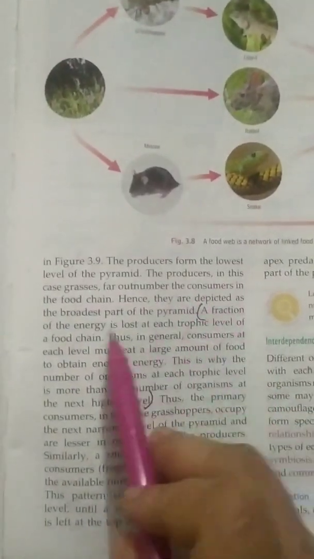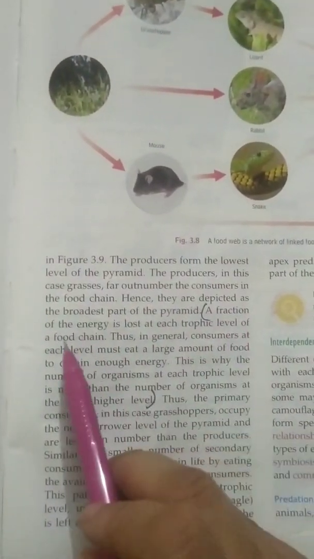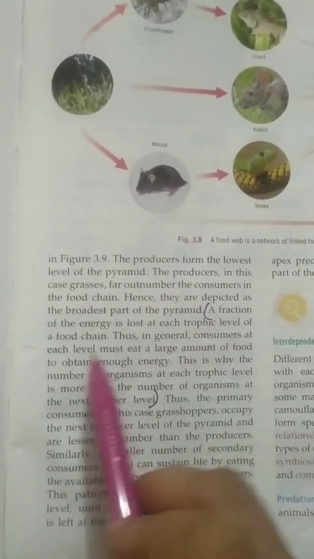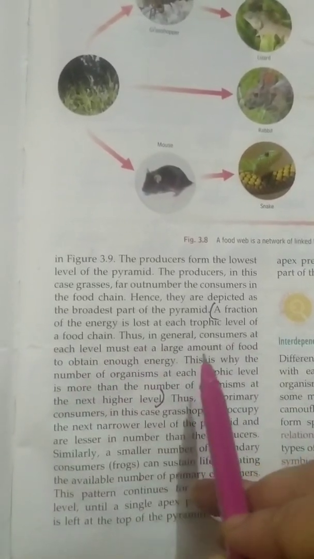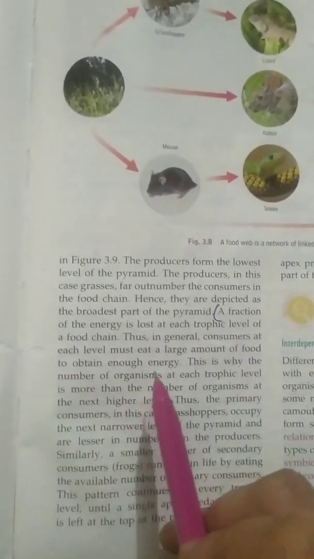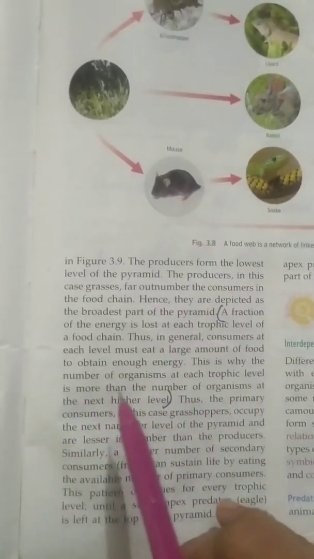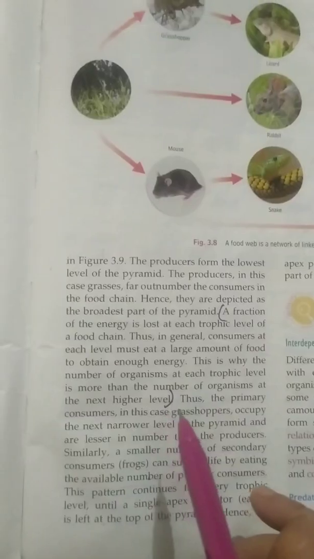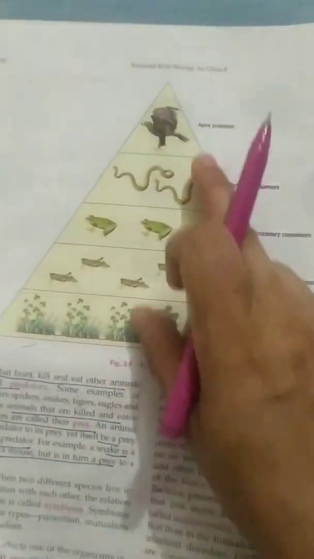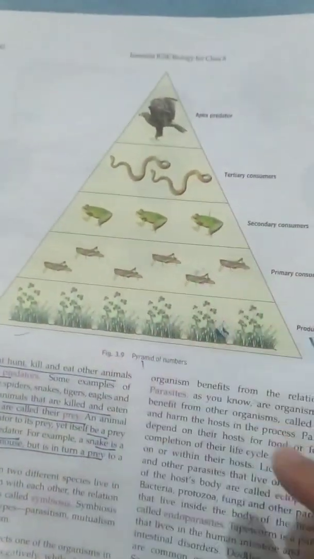Then, a fraction of the energy is lost at each trophic level of a food chain. Thus, in general, consumers at each level must eat a large amount of food to obtain enough energy. This is why the number of organisms at each trophic level is more than the number of organisms at the next level, and you have to draw this diagram also along with this answer.